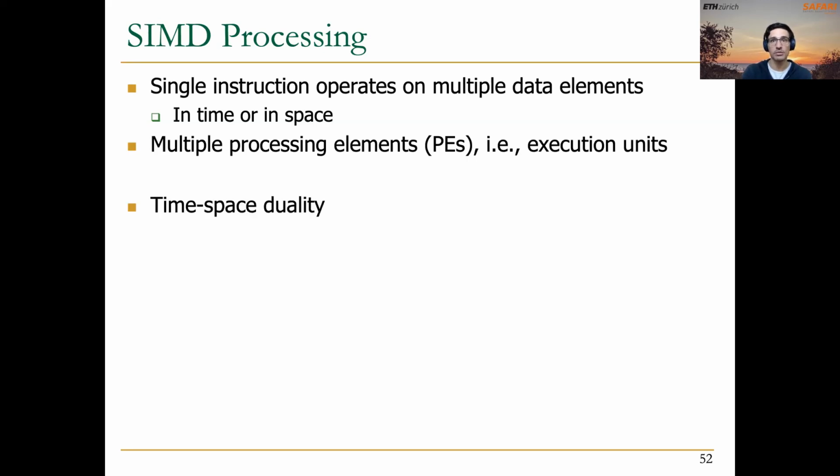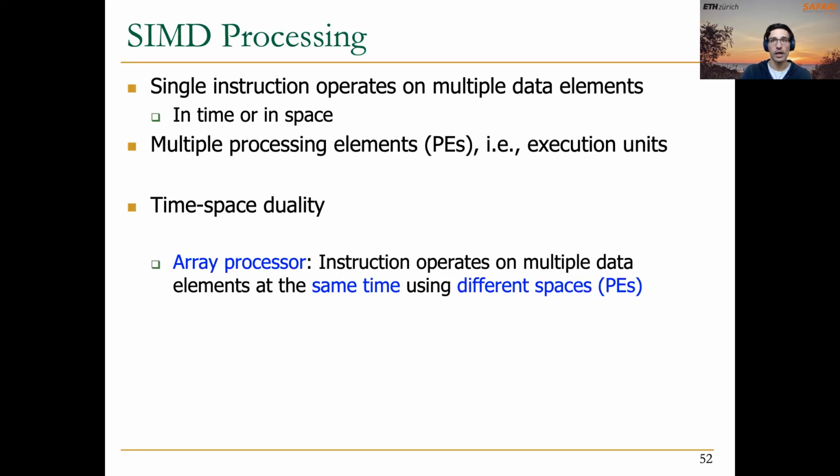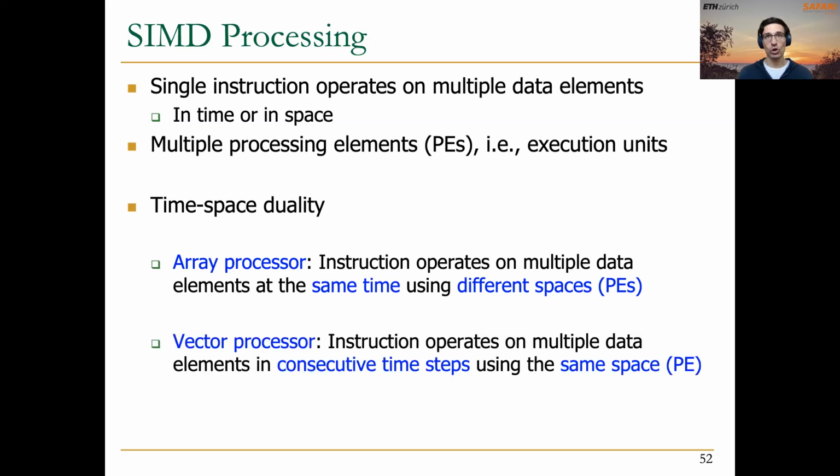This is what we call the time-space duality, that allows us to distinguish between array processors, that are processors where one instruction operates on multiple data elements at the same time using different spaces or different processing elements, and a vector processor where an instruction operates on multiple data elements in consecutive time steps using the same space, the same processing element.